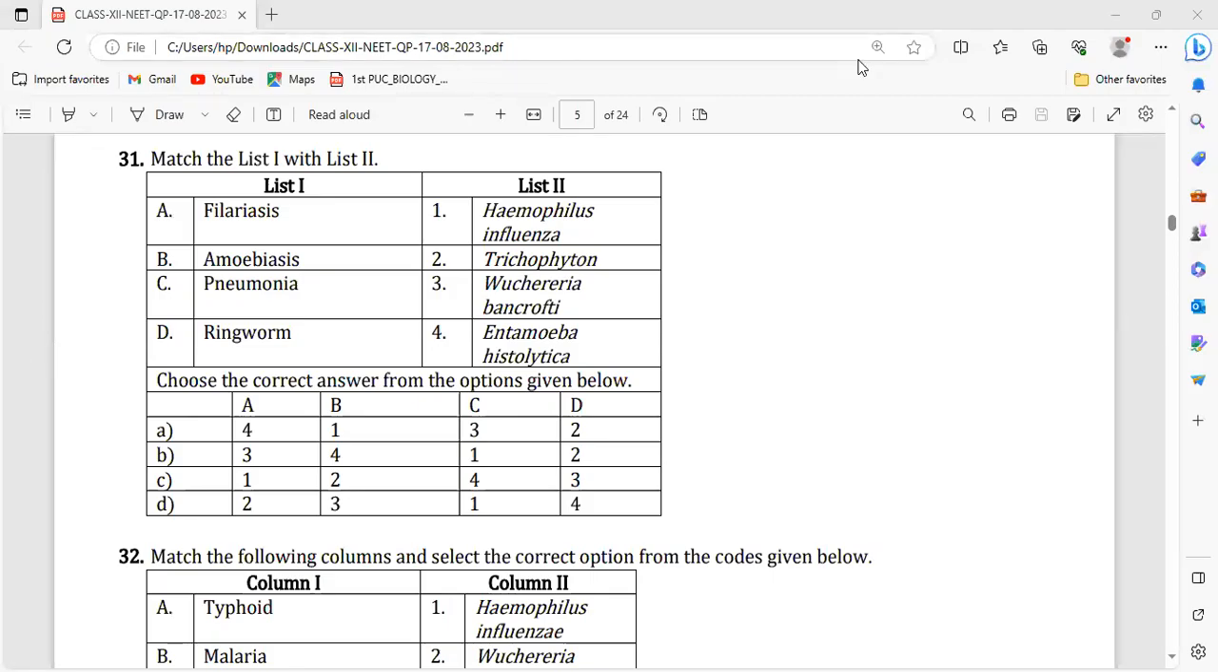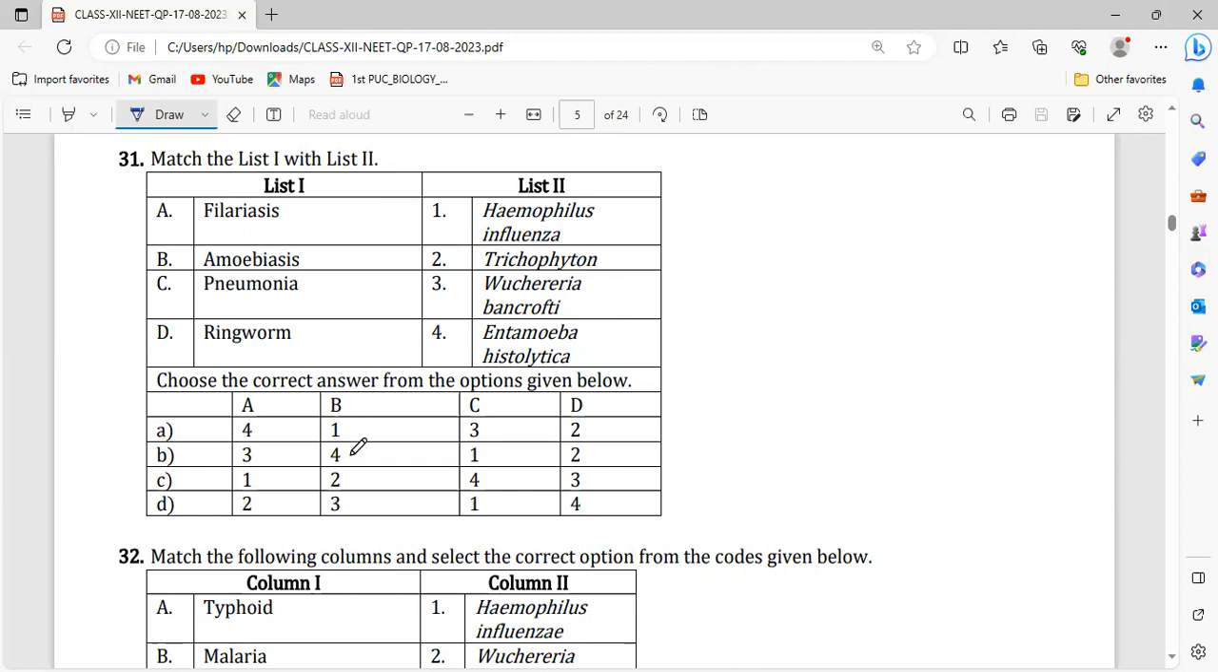Hello students, in this video we'll be discussing the solutions of NEET test 5 from the chapters Human Health and Diseases and Principle of Inheritance and Variation. So your questions start from 31st. Here this is a match the following, and in list 1 they have given some diseases, and in list 2 they have given the causative agents.